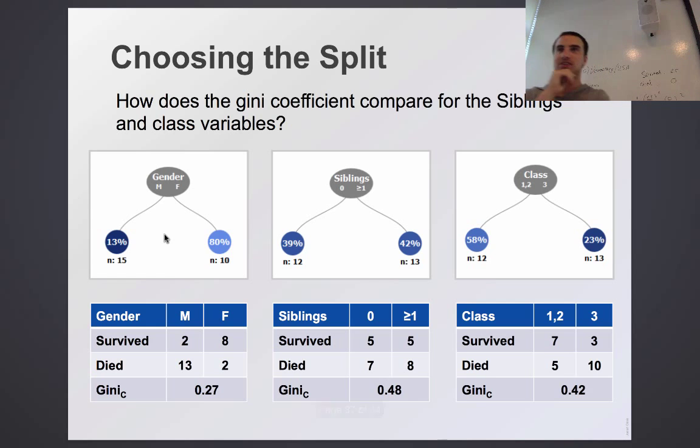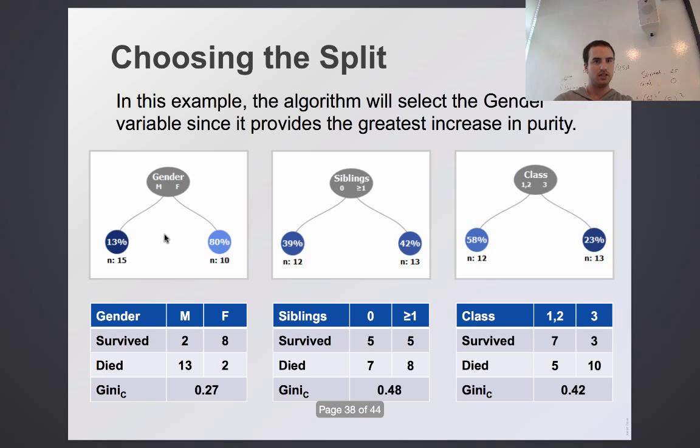0.42. So, and you can finish the calculations the next minute, but you should get that the Gini coefficient for siblings is 0.48. The Gini coefficient for class is 0.42. Okay? So what does that mean?